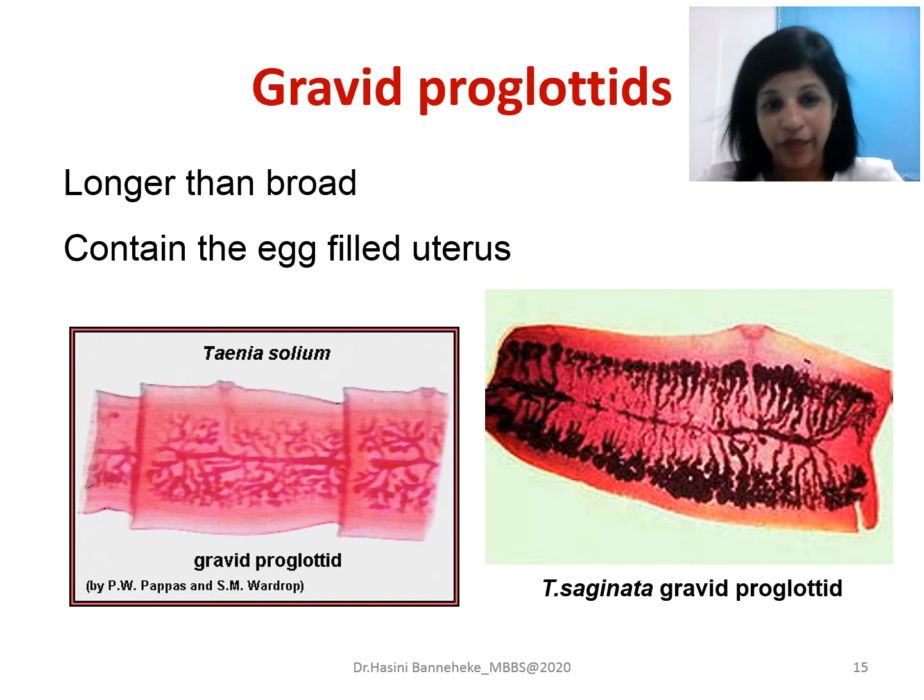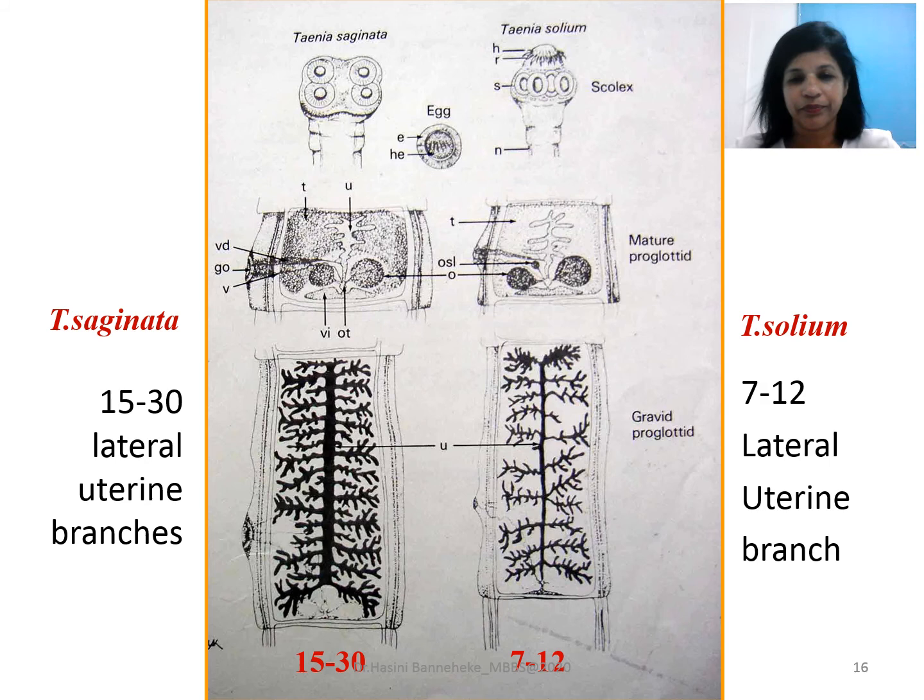By looking at the gravid proglottids, of course, you can separate them. We will get into that in the next slide. But the shape per se, the gravid proglottids in both solium and saginata are longer than the width. So basically, lengthwise it is more than the width, and it has an egg-filled uterus inside the proglottids.